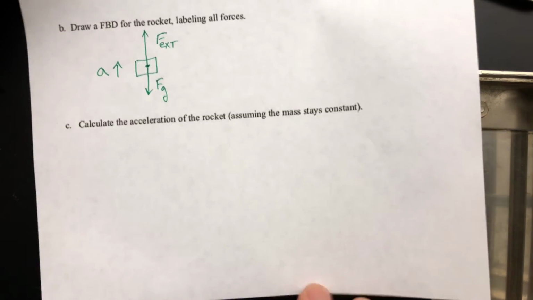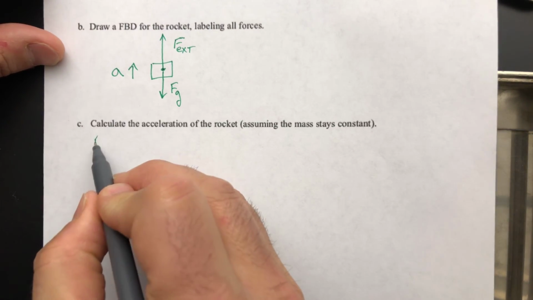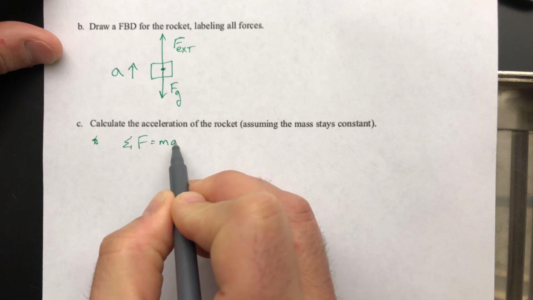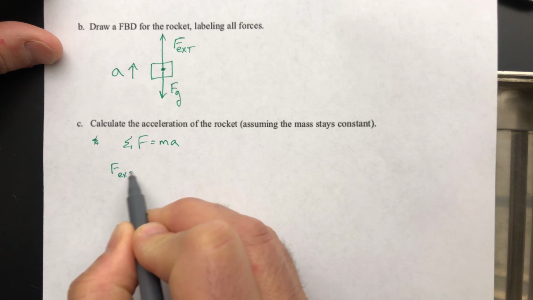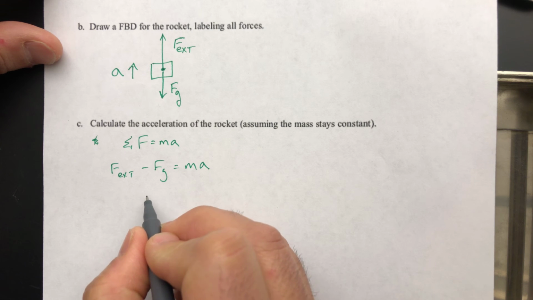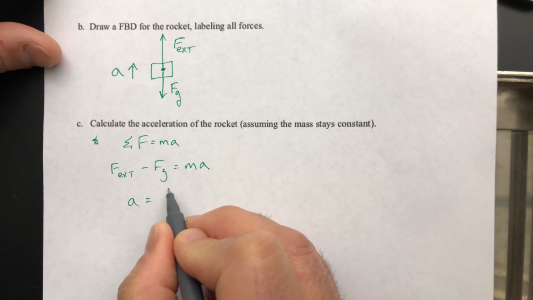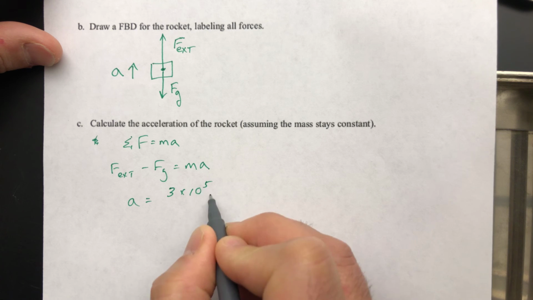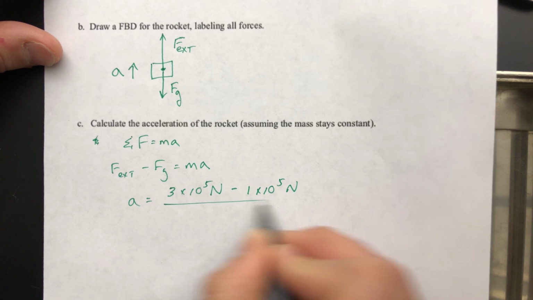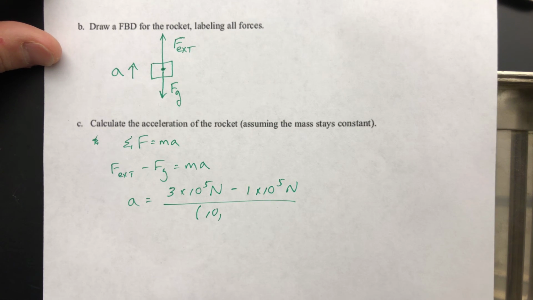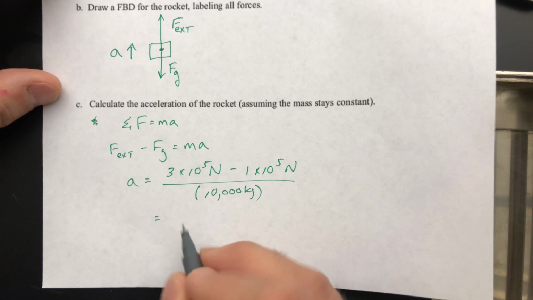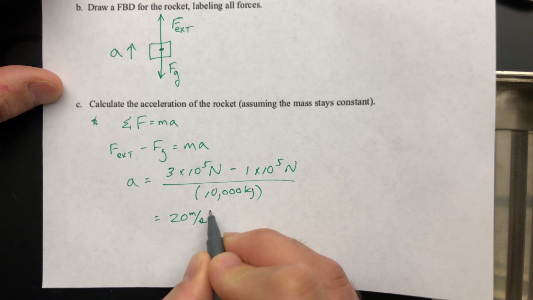Calculate the acceleration of the rocket. We say Newton's second law is our first step. We'll say the sum of the forces is equal to ma. The sum of the forces here would be F external minus Fg is equal to ma. And then from there we can say that the acceleration is the external force, 3 times 10 to the 5th newtons, minus the weight, which we calculated in part A of 1 times 10 to the 5th newtons, divided by the mass, 10,000 kilograms, which is going to show up in your calculator, if you do that correctly, to be 20 meters per second squared.